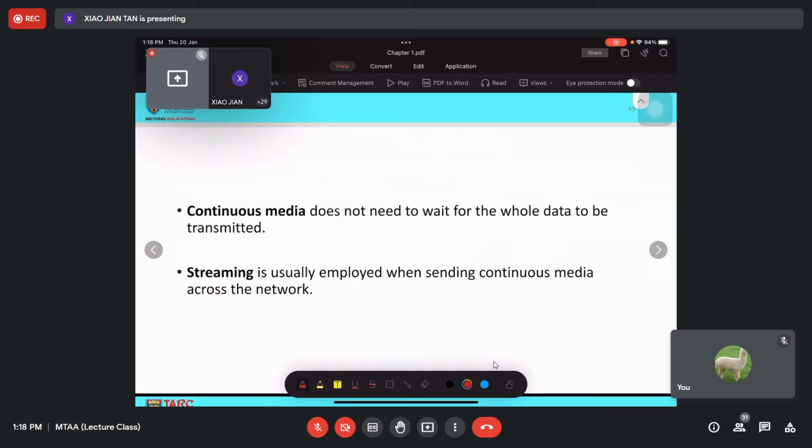So streaming is usually employed when sending continuous media across the network. It is like OBS. When we are broadcasting something in a live video, the data would be streamed continuously, sort of first in, first out theory. Okay.